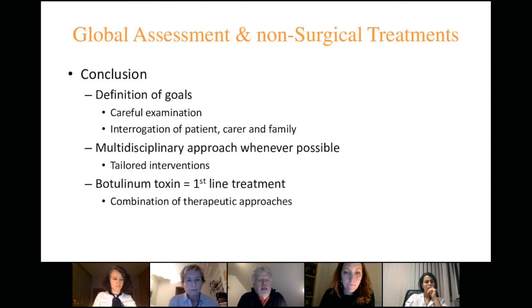So my take-home message is that you really need to define very clearly the goals with the patients, that a multidisciplinary approach is sometimes or very often necessary, and that botulinum toxin has become first-line treatment, but combination of therapeutic approaches can be very interesting.